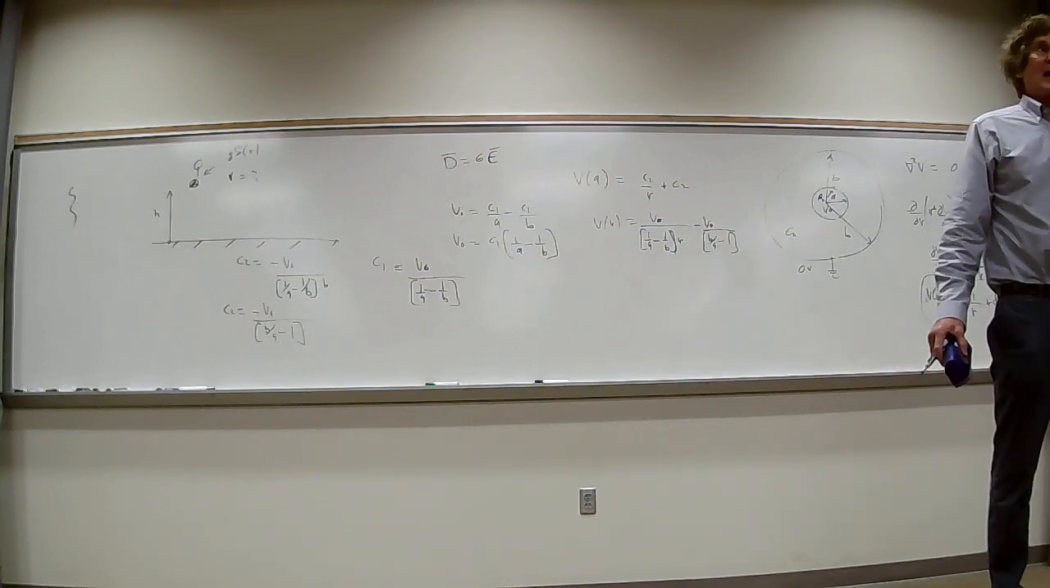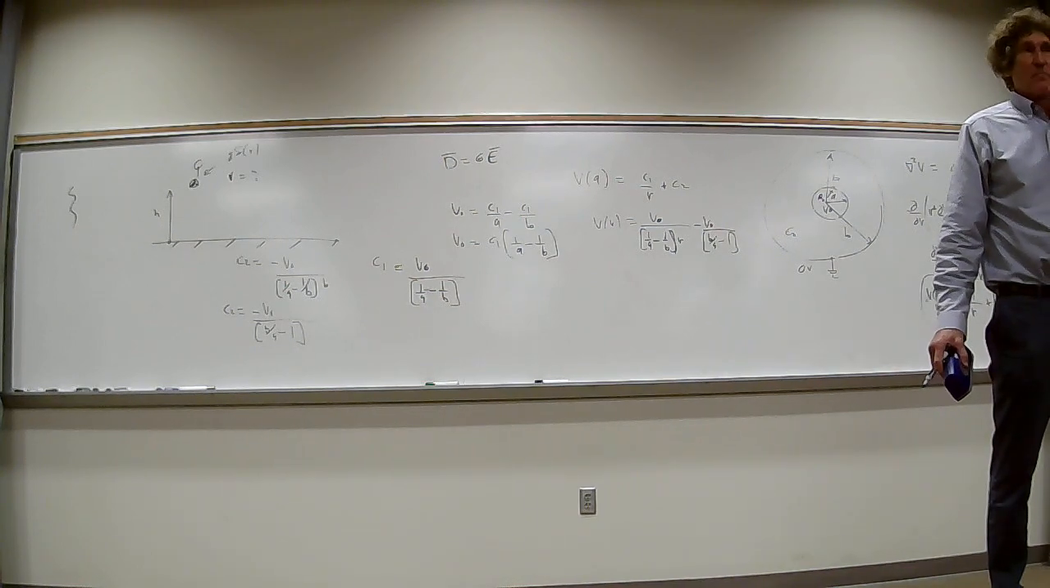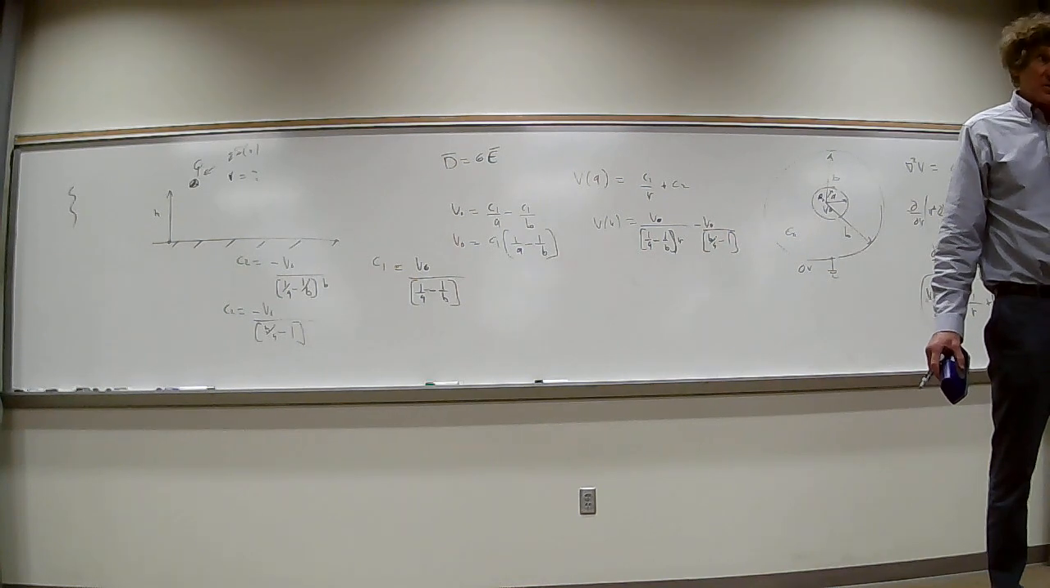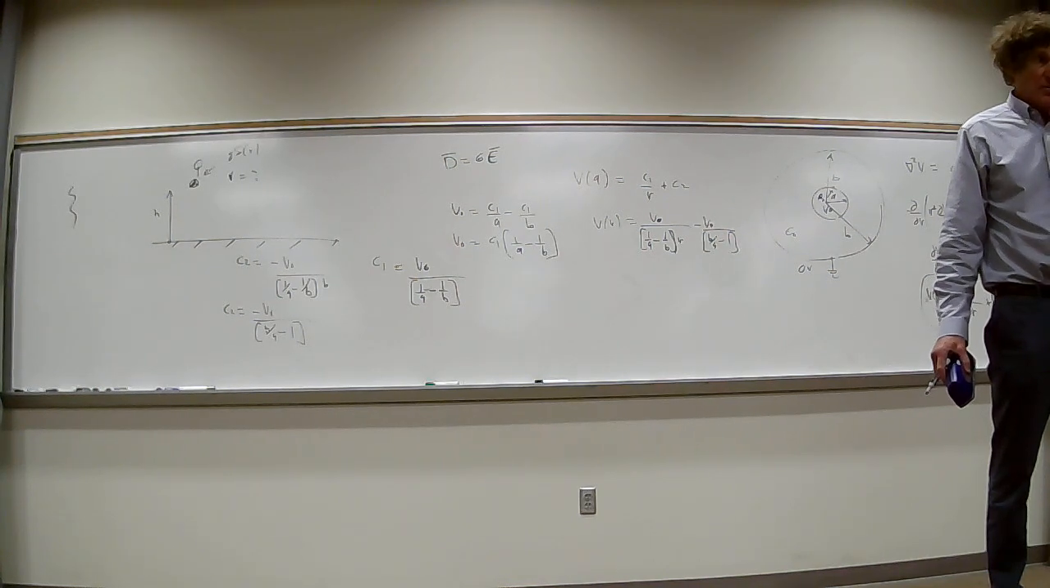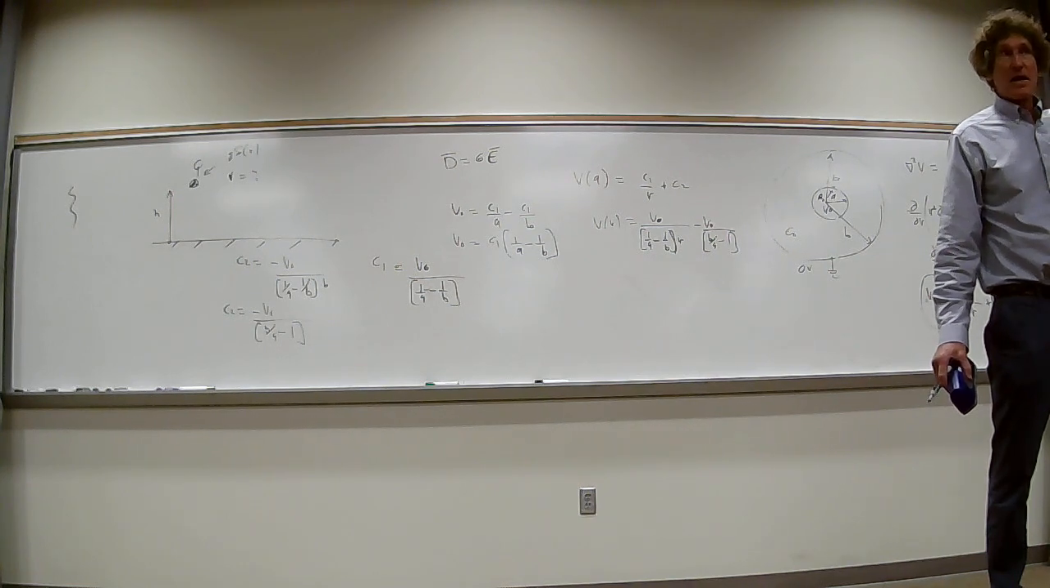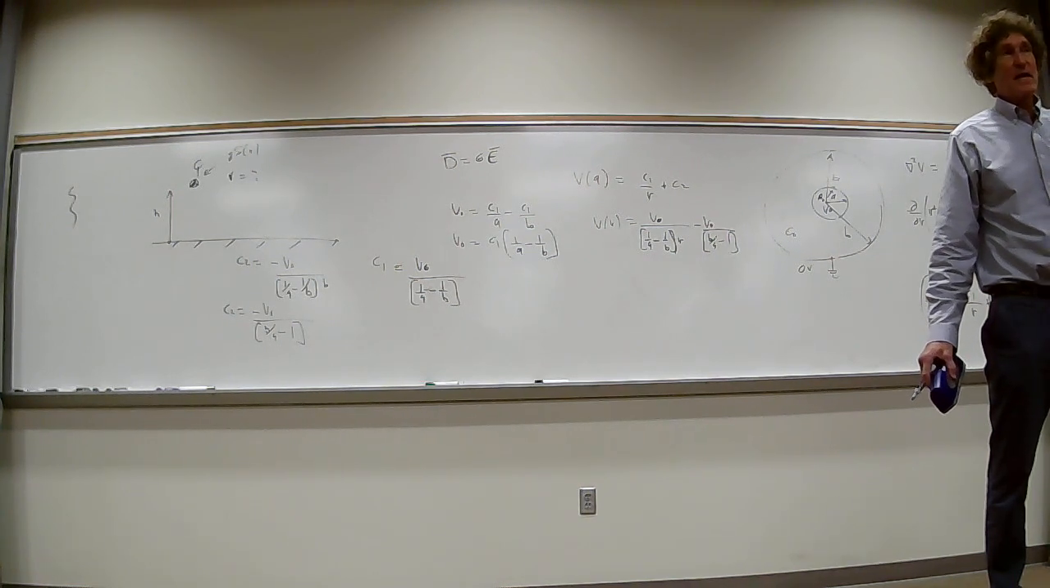So if you go ahead and you take minus the gradient of that, which will be just minus dV/dr. Do you hear me? You're going to get the E field. How many understand that? Now, if I have the E field, can I get the D field? What do I need to do?